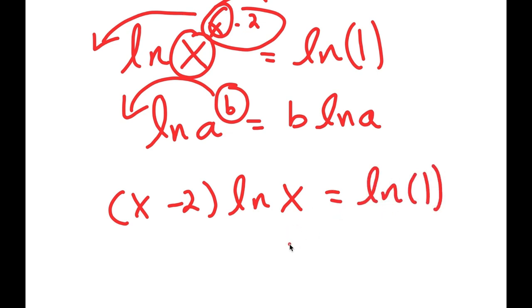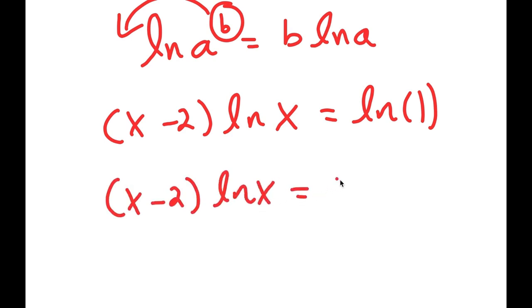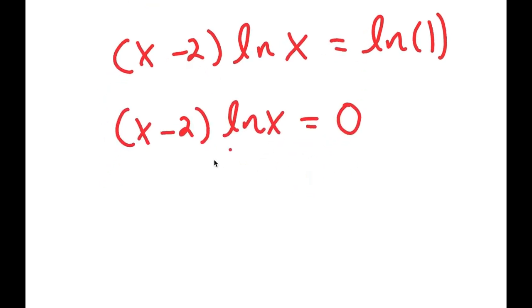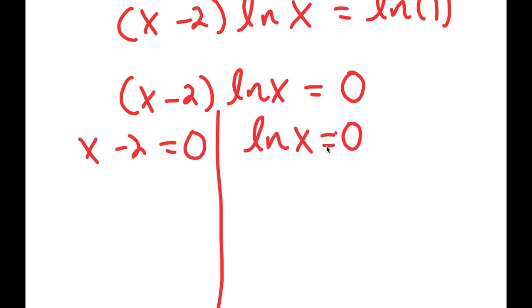Now, ln of 1 is equal to 0. So I get x minus 2 times ln x is equal to 0. And this gives me two equations. I have x minus 2 is equal to 0, and I have ln of x is equal to 0. So these are my two equations for this problem.